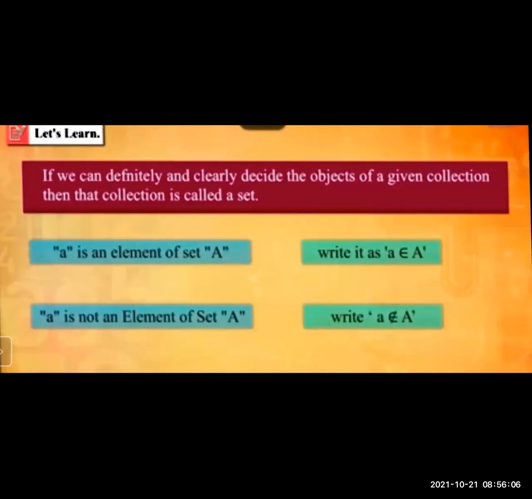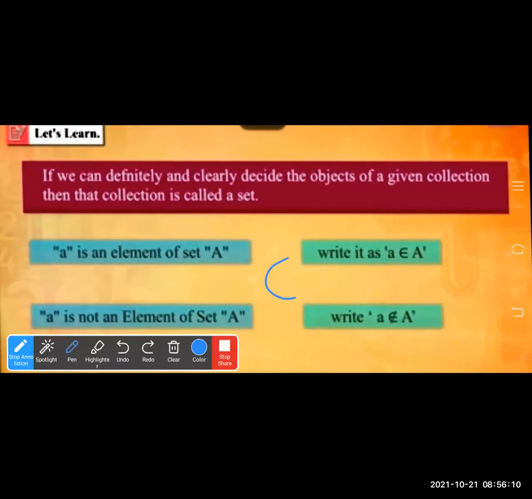When we write "a is an element of A", we have to use the symbol belongs to, and write it like this. This sentence you have to write as a mathematical sentence: a belongs to A, a is an element of A. If a is not an element of A, we write it like this: a is not an element of A. This way you have to write it.